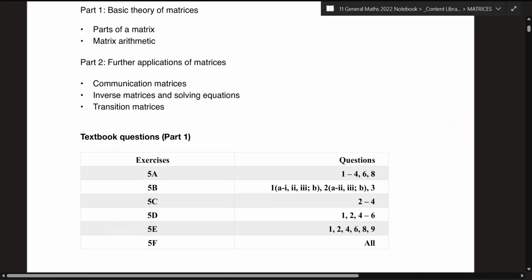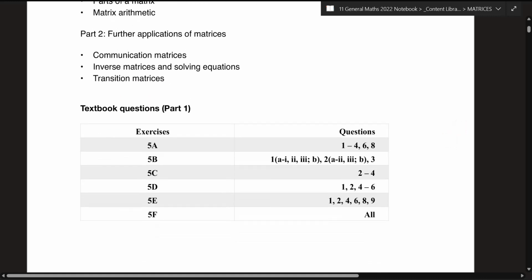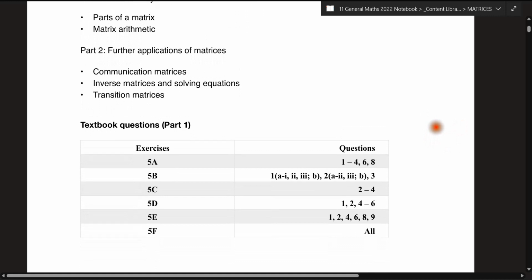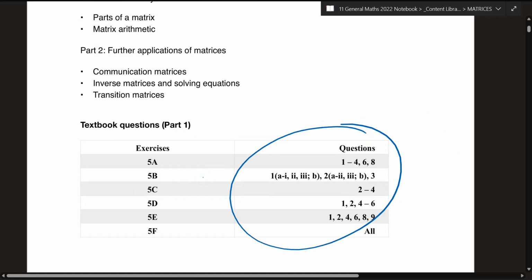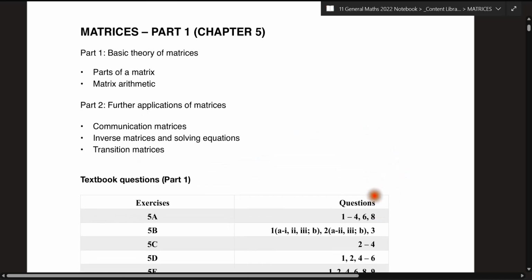The checklist for the questions you need to do for this chapter, which is chapter 5, will be in your notes. So please refer to it when I ask you to do questions. Okay, let's get into it.